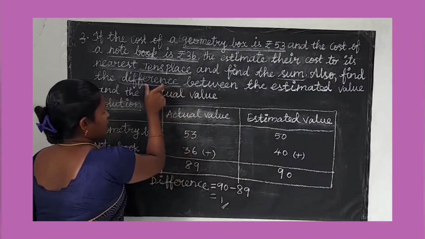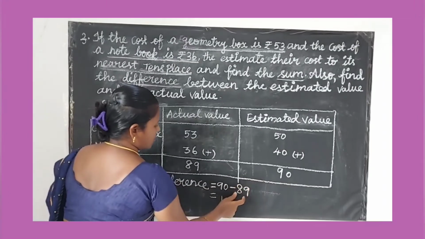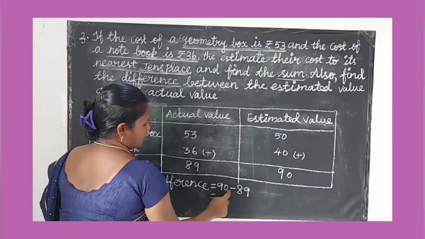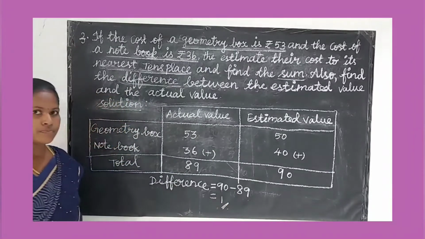So in this question we have to find the difference. Difference means the bigger value minus the smaller value. So subtract the values, 90 minus 89, means we get 1.